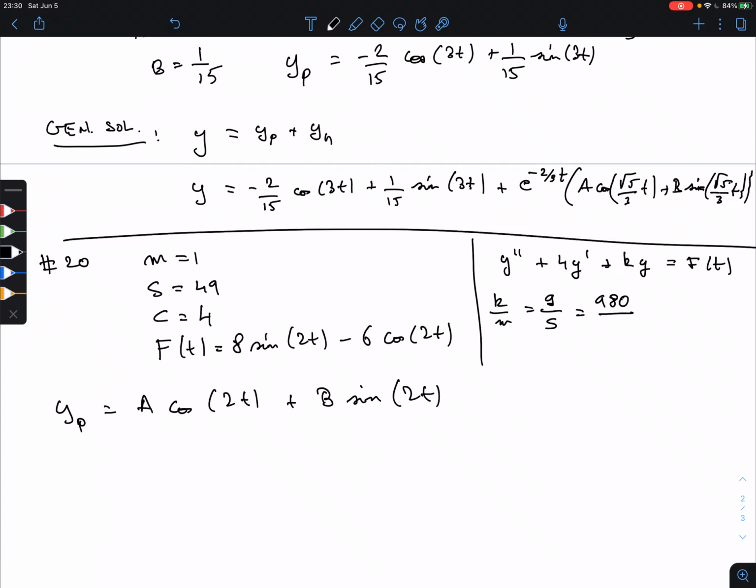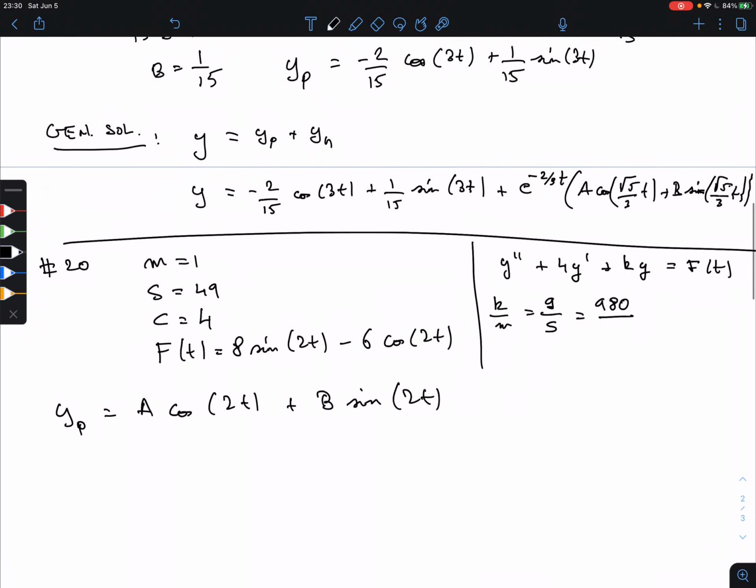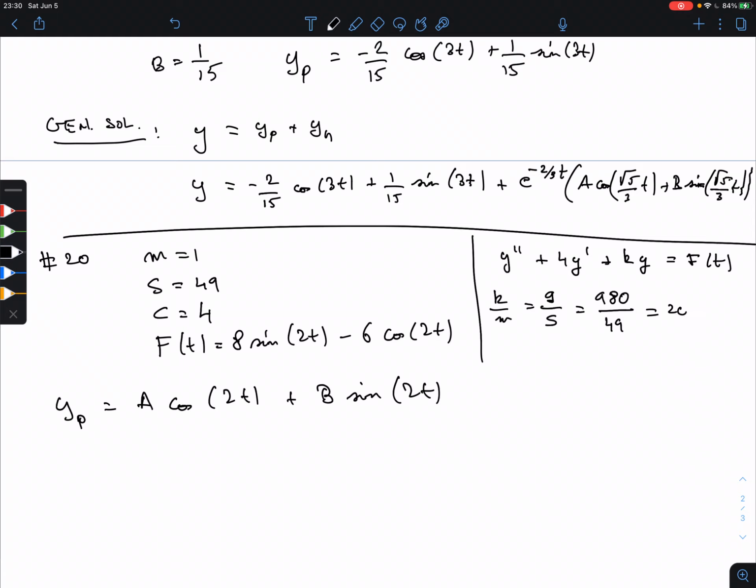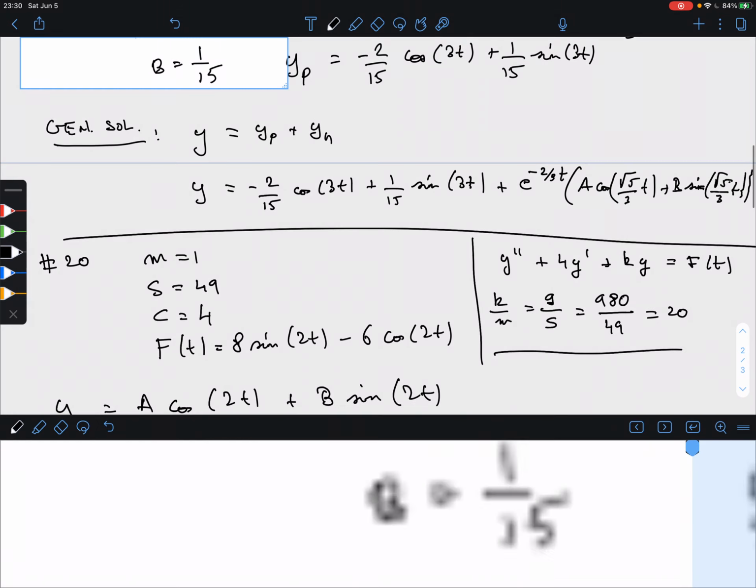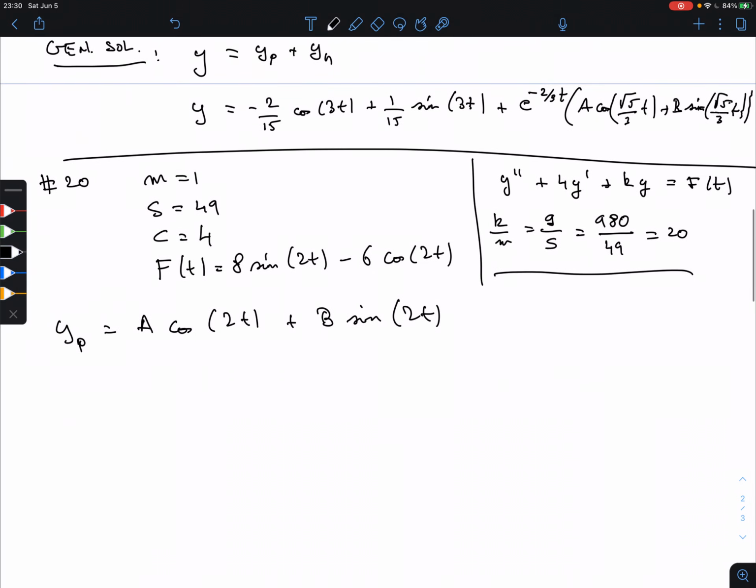Oh, I see. I guess I should actually convert to meters. Yeah, right. So, no. What am I saying? The stretch was 49, so k over m is 20. Okay, so our equation therefore becomes y double prime plus 4y prime plus 20y equals this forcing function. Let me not write it up again.